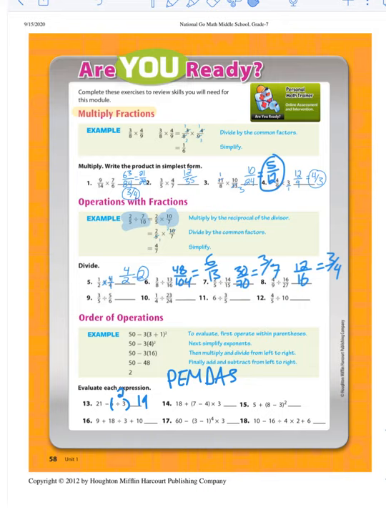In number 14, you would do the parentheses first. 7 minus 4 is 3. Then times 3 is 9. 18 plus 9 is 27. All right, pause the video, do 15 through 18 on your own. Check back to see if you got them right.